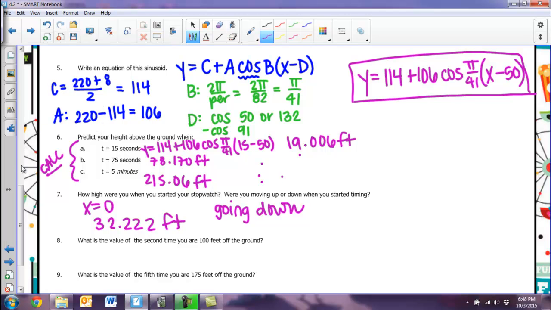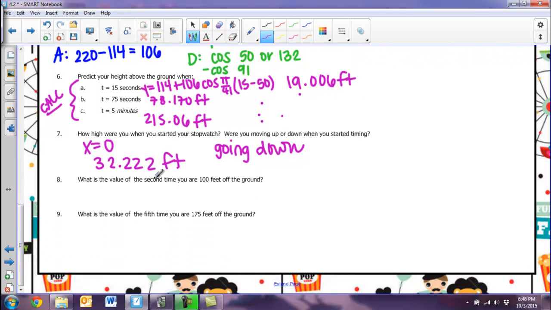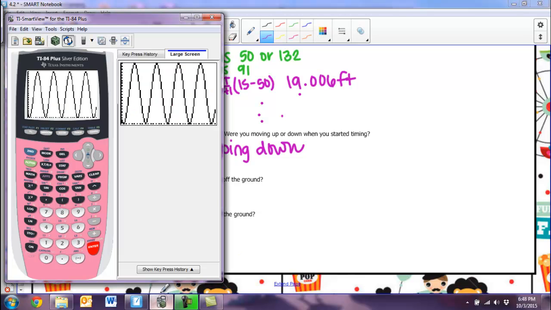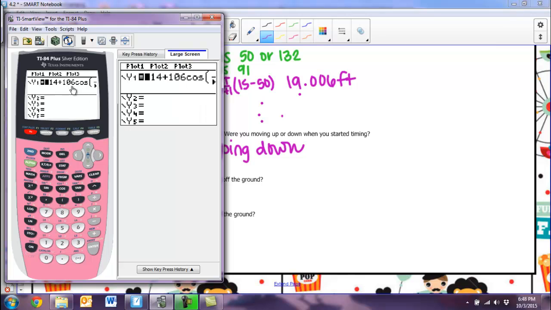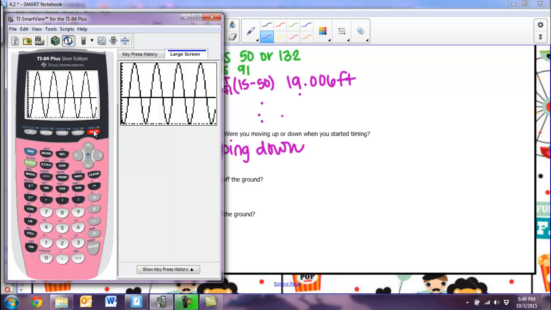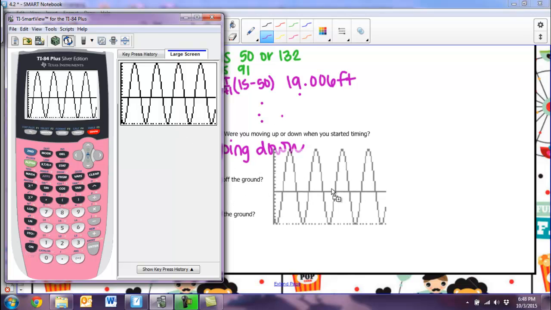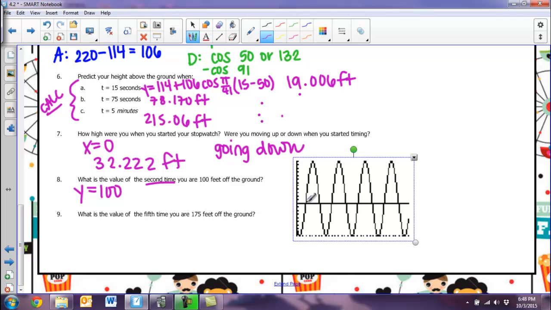Then on number 8, it asks you what is the value of the second time you were 100 feet off the ground. So if you remember back to your equation, your dependent variable was the distance. So we want to know where y is equal to 100. So in my calculator, if you remember from the other day when we talked about solving these sinusoids, I take this equation, put it in y1, and then I put the y value I care about in y2, and I can look at my graph. And I want to know where is that second point that it's 100 feet off the ground.